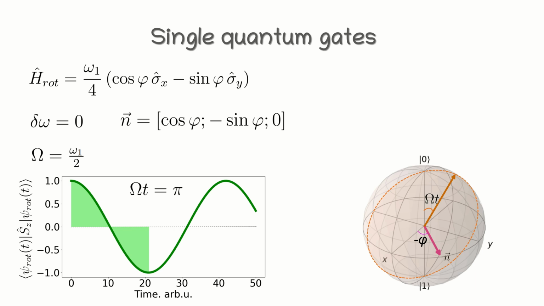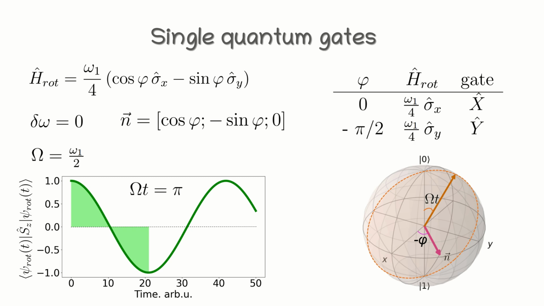If we apply an oscillating field during a certain time, so that big omega t is equal to pi, the spin goes from spin up state to spin down. This is the so-called pi pulse. If we apply a pi pulse with chosen phase, we perform a quantum gate. When the phase of the applied field is equal to 0, we perform the X gate. For the phase minus pi half, we perform the Y gate.